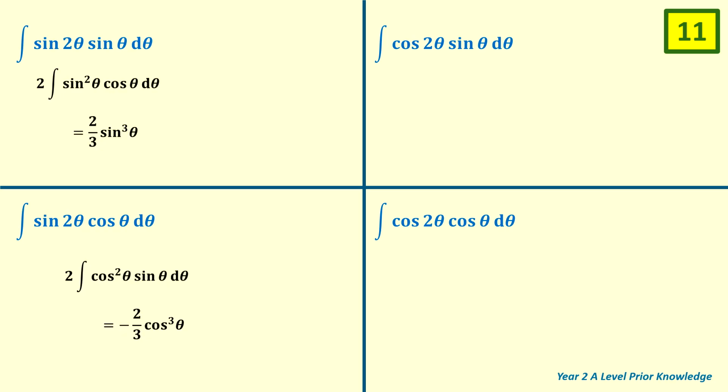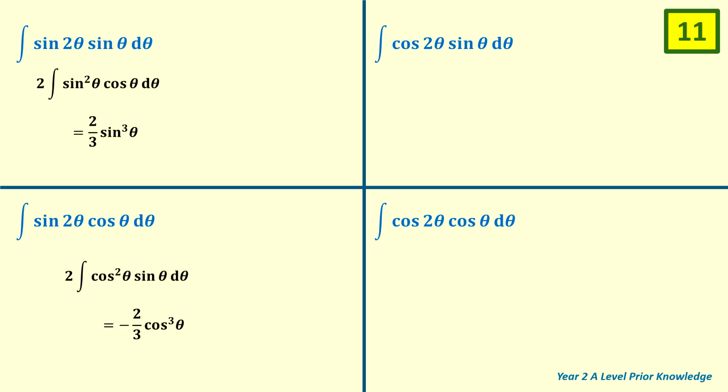Therefore, if we start with negative 2/3 cos cubed theta, when you differentiate that, again the 3's cancel out, but when you differentiate the cos, you get negative sine, so the 2 negatives will then cancel out and give you the positive that we needed originally.